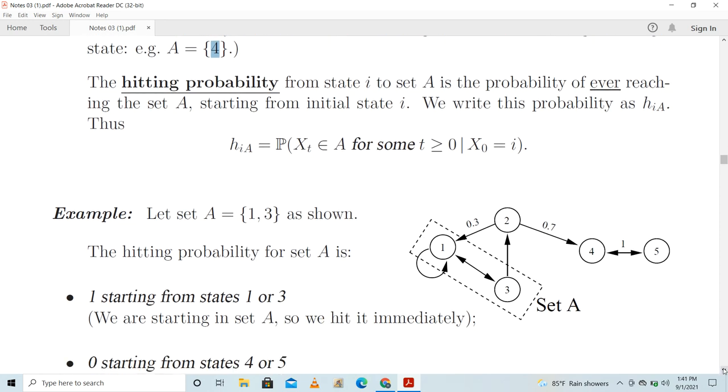So let's talk about that using this example. You can see this transition diagram. We have taken A as {1, 3}. Now we need to find the hitting probabilities for this set A. Here we have 5 states, so from each and every state we have to talk about the hitting probability.